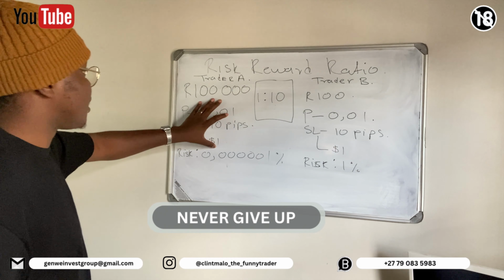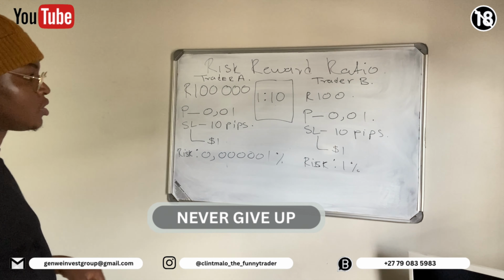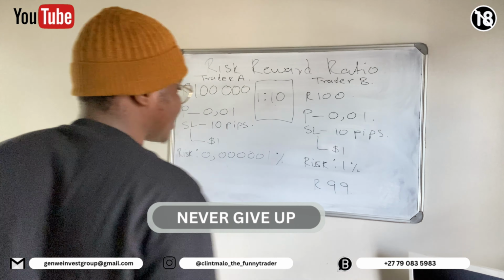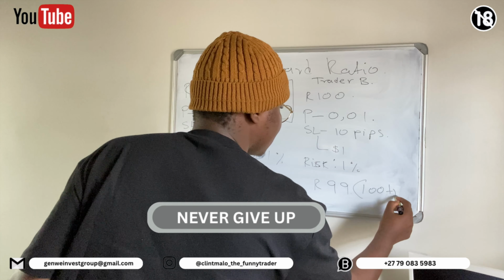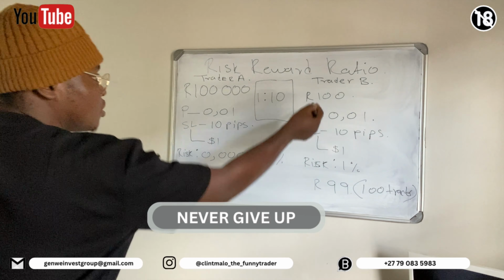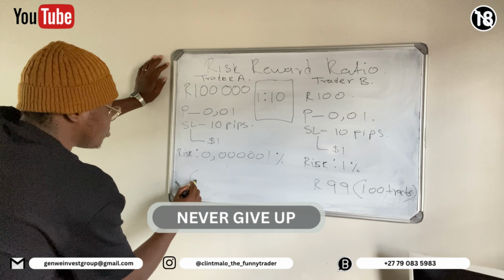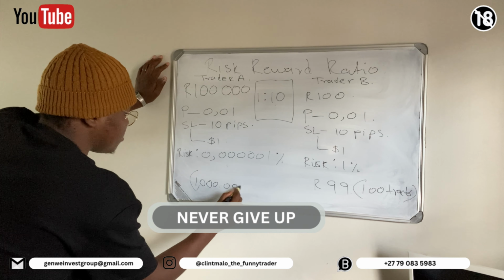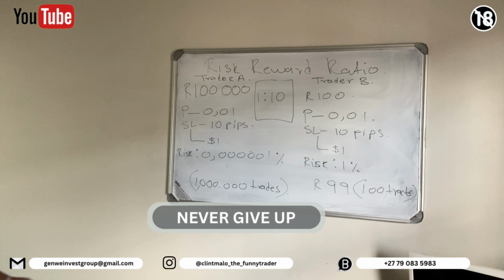So if this one loses 0.00001%, it's like there is no movement in that account. But this one already has movement, because it will be left with how much? 99 rands. You understand? So if he trades 100 trades, his account is gone. I could have shown you with any kind of account. This one needs to trade how many times? He needs to trade 1 million times to blow this account, which is impossible. You can't trade 1 million trades. You can't. So it's impossible.